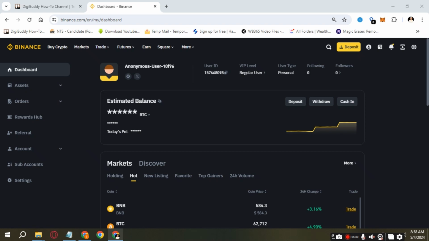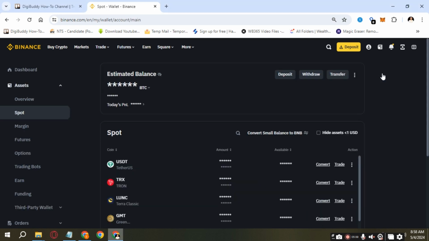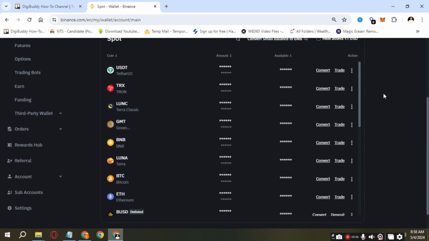Hey everyone, in today's video, I'm going to guide you through the process of selling your Bitcoin on Binance. So let's dive right in. Once you're logged into your Binance account, navigate to the Wallet section and then select Spot. This will display your portfolio, including any Bitcoin you may have purchased.